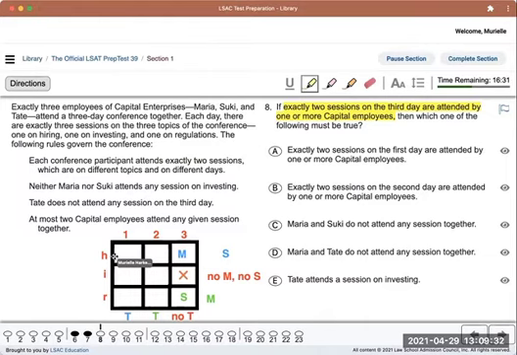Hi, chicken, what's going on? Sorry, my bird just flew over and is distracting me. I'm going to pause here and come back.